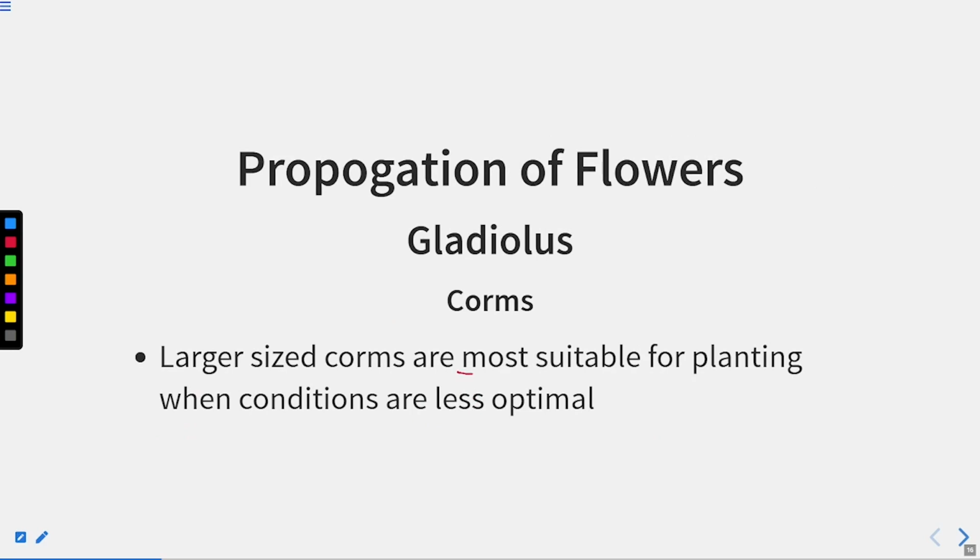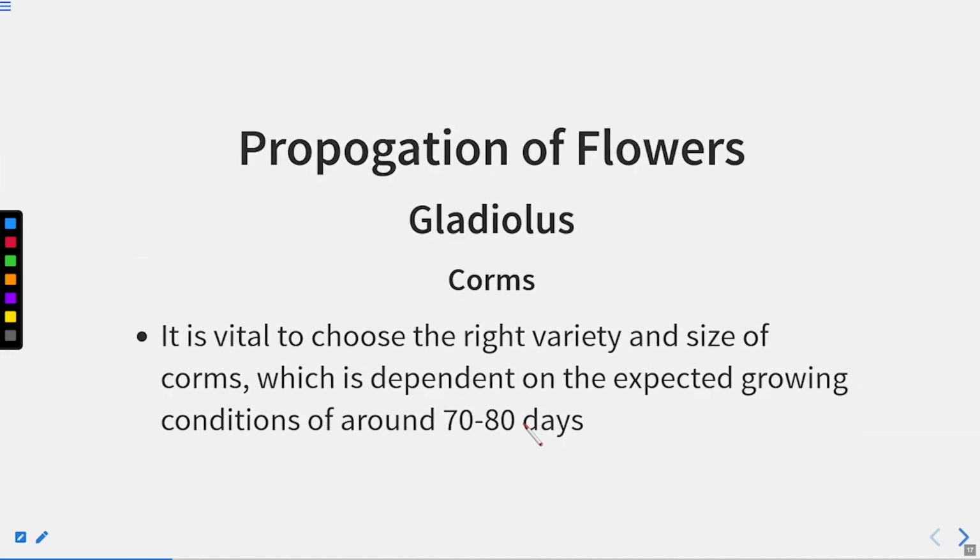Larger size corms are more suitable for planting when conditions are less optimal. So it has a larger stored food. The plant which comes out from the corm can be supplied with food for a longer duration of time while it is developing, right? So this is more suitable for planting conditions that are less optimal for the growth of the flower.